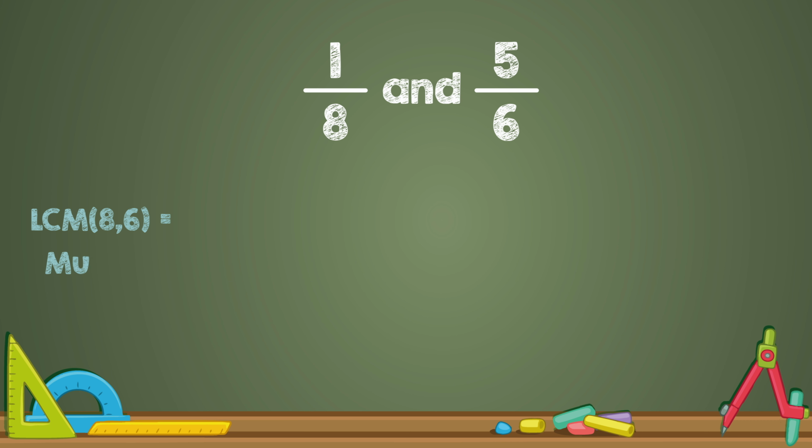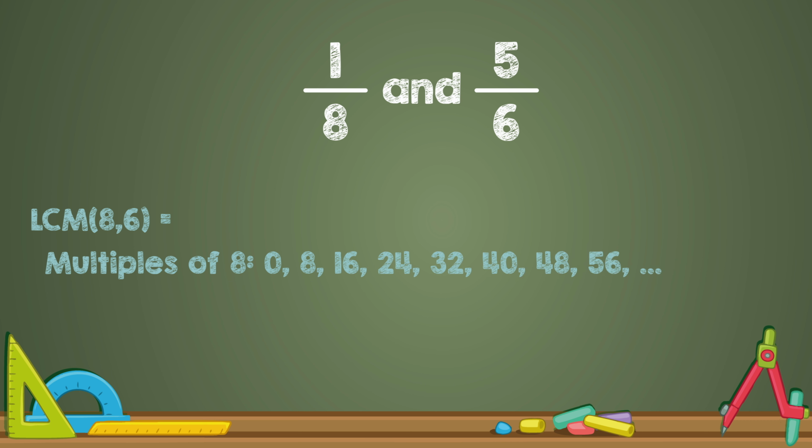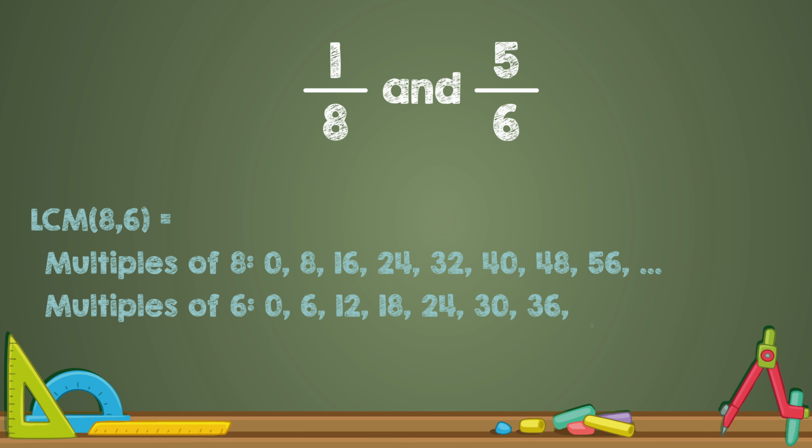We write the multiples of 8, namely 0, 8, 16, 24, 32, 40, 48, 56, and so on. We also note the multiples of 6: 0, 6, 12, 18, 24, 30, 36, 42, 48, and so on. We can now indicate the common multiples. These are the multiples that occur in both series. In these series, these are 0, 24 and 48.